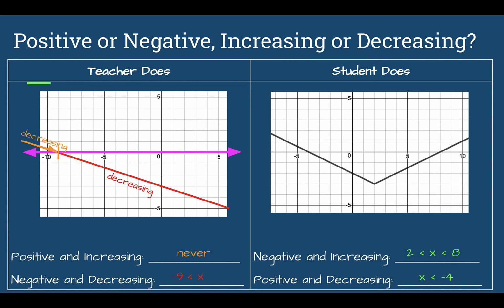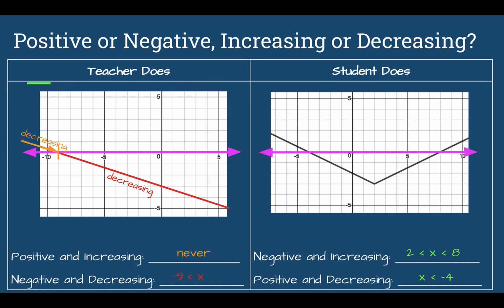Let's check. You should have found that it's negative and increasing between 2 and 8, and it is positive and decreasing when x is less than -4. Here's how we get that.